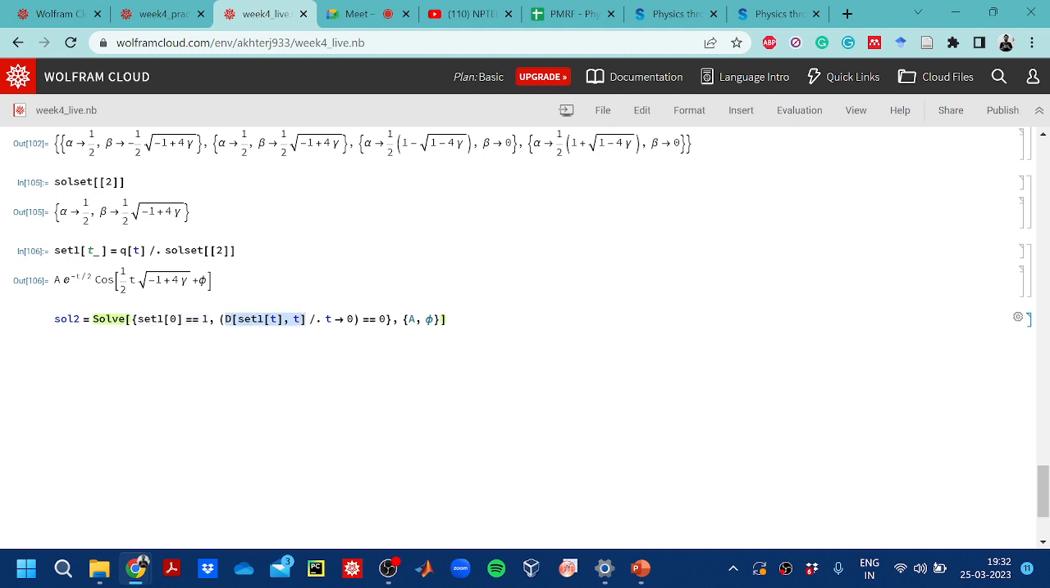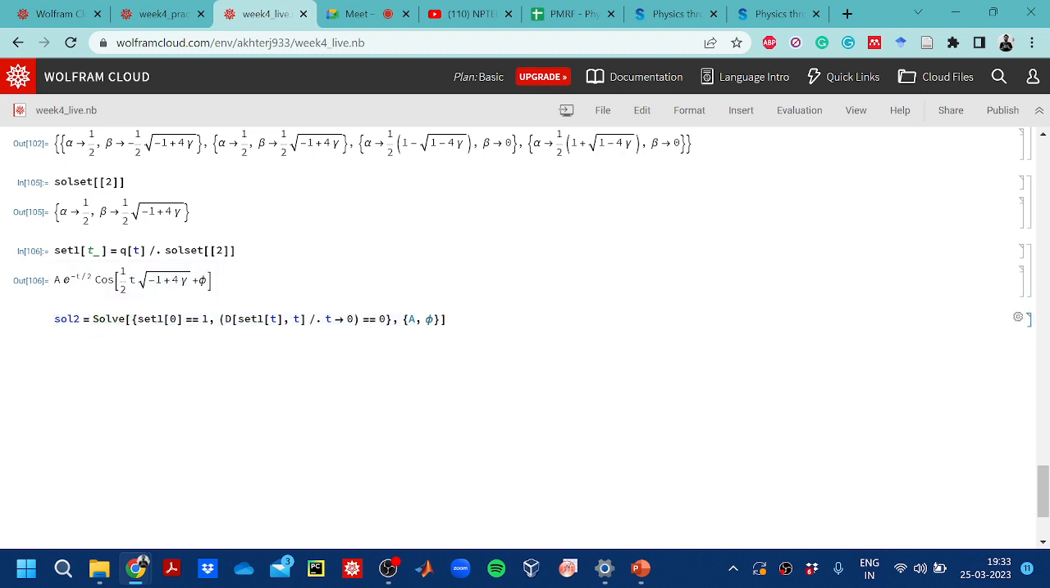So what is it doing here? We are calculating the derivative of this function with respect to t, and we are replacing t with 0. So this portion is just evaluating the derivative of this function at time t equal to 0. And what is the value of that? The value of that is 0. So these are the two equations that we want to simultaneously solve, and from solving them we want to get a and phi as a function of this alpha and beta.